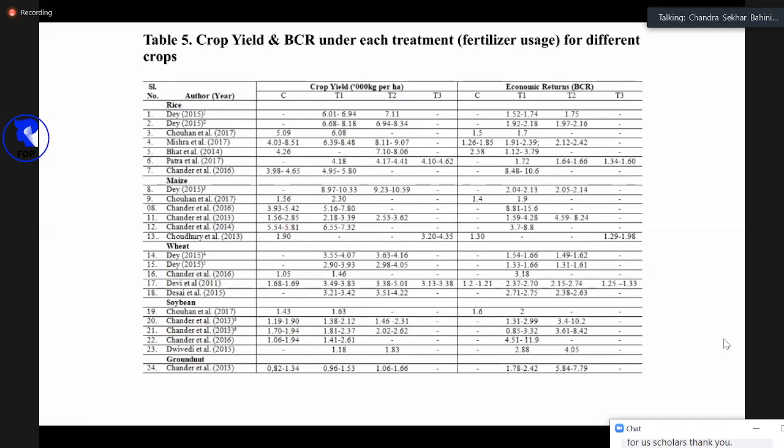Suppose they also identify the figures. Okay, so crop yield. So these are T1. They've taken a particular paper from 2015. He has taken the treatments, T1 and T2. So what are their major findings?